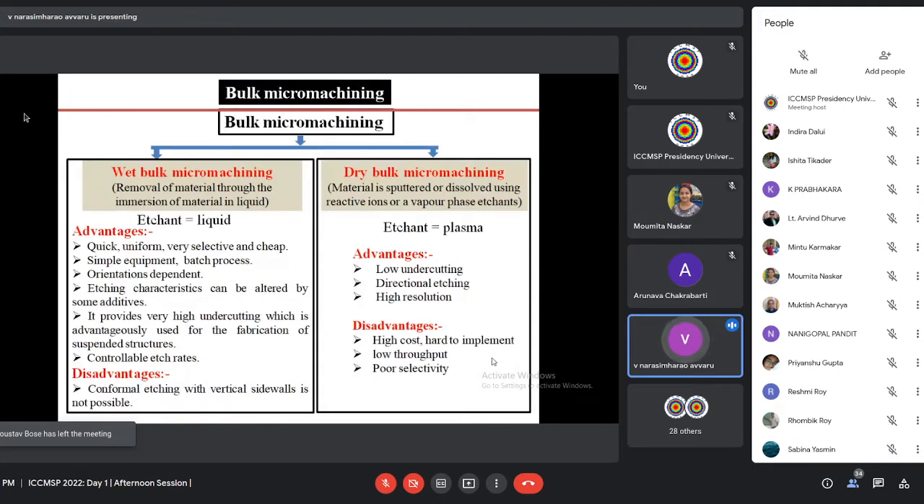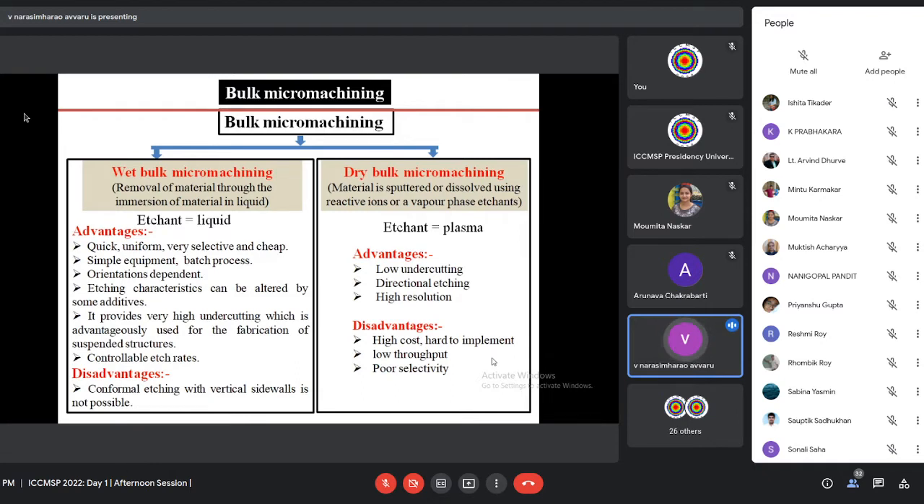Bulk micro machining is further classified into wet bulk micro machining and dry bulk micro machining. In wet bulk micro machining, the etchant is liquid. Advantages of wet bulk micro machining: it is quick, uniform, very selective and cheap, with simple equipment, batch process, and orientation dependent. Etching characteristics can be altered by some additives. Disadvantages: conformal etching with vertical sidewalls is not possible.